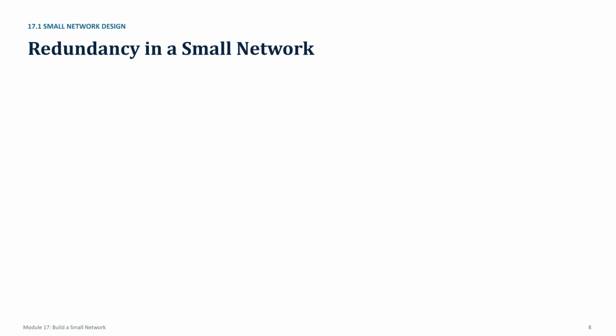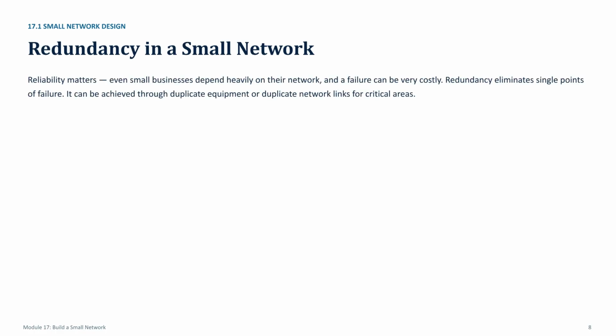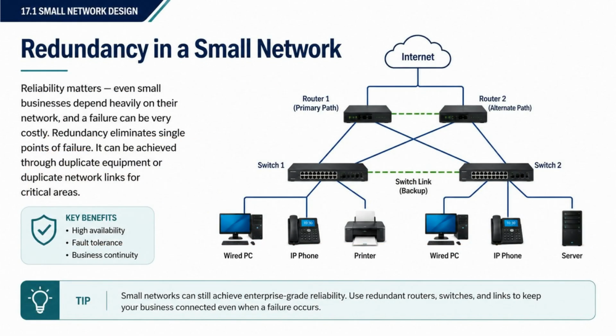Even small businesses depend heavily on their network, so a failure can be costly. Redundancy eliminates single points of failure through duplicate equipment or duplicate links for critical areas. The diagram shows 2 separate paths from a switch to the internet. If one link fails, traffic still has a way through.